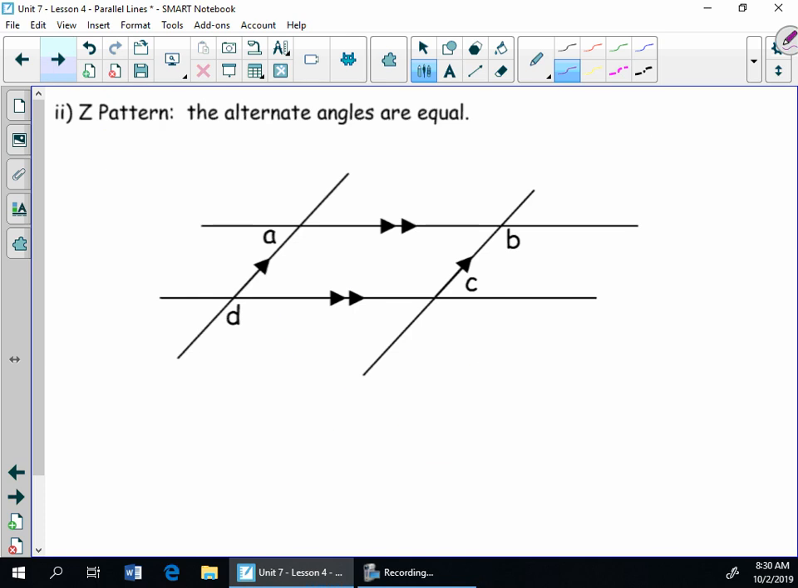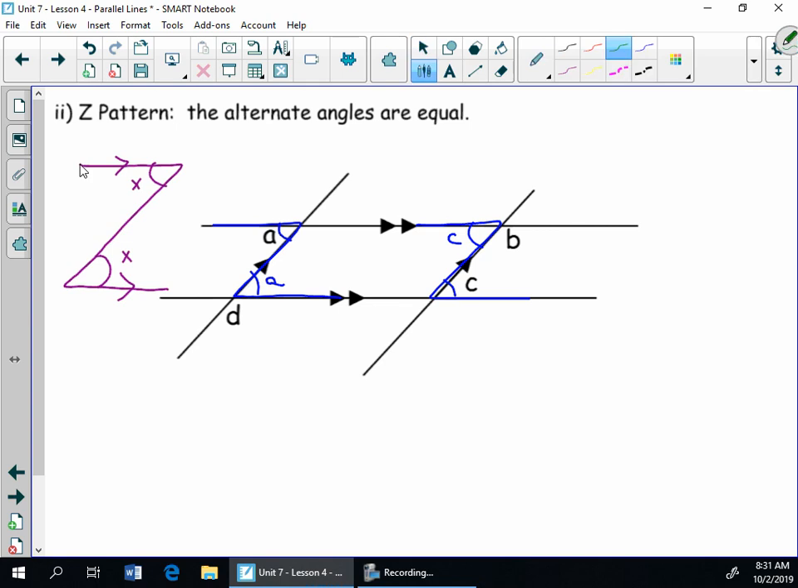Okay, pattern number 2. We call this one the Z pattern. So what does the Z look like? Here's a Z. On a Z, angles that are alternating, so on the inside and the opposite inside, are always equal. So the obvious one in our picture, right here, here's a nice beautiful Z. Well, there's A, that also has to be A. Or if we go over to the other side, there's C, and this has to be C.